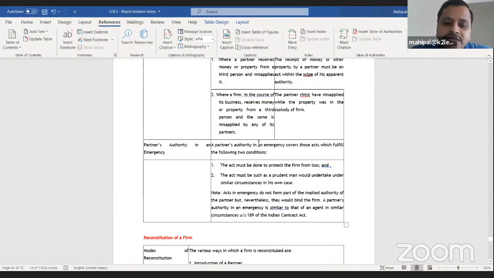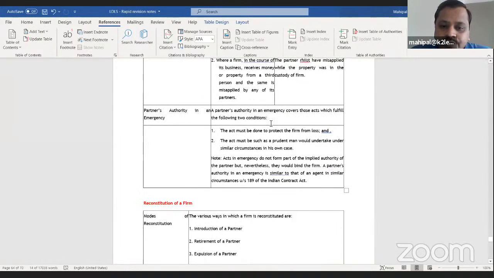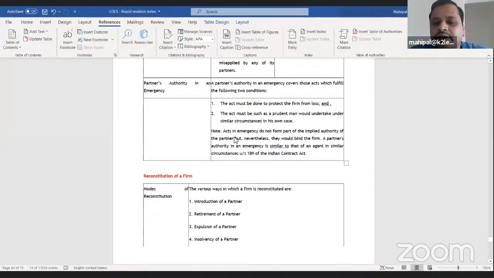Partner's authority in emergency. Again, this is an important 2-mark question. Whenever a partner does any act in an emergency, then he must, first of all, when he can do, he must do it to protect the firm from the losses and act as a prudent man who undertakes the similar circumstances in his own. Once the person has done all those acts in an emergency, he is eligible for reimbursement or indemnity from the firm.